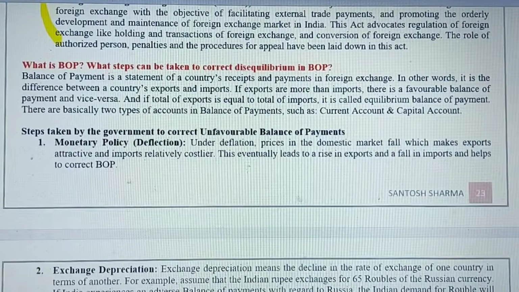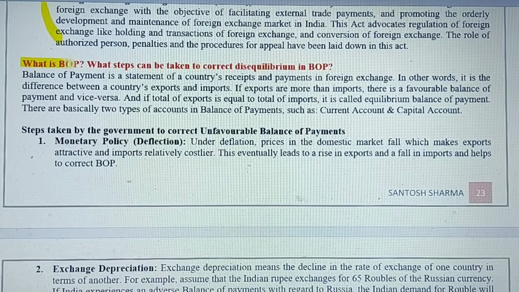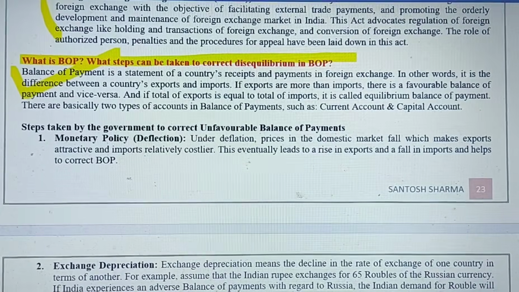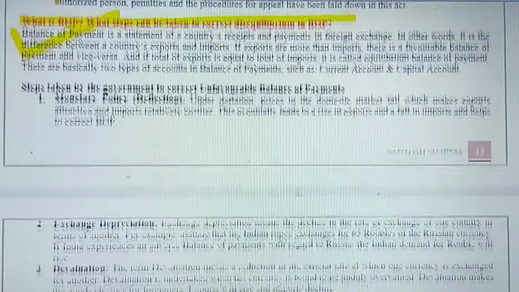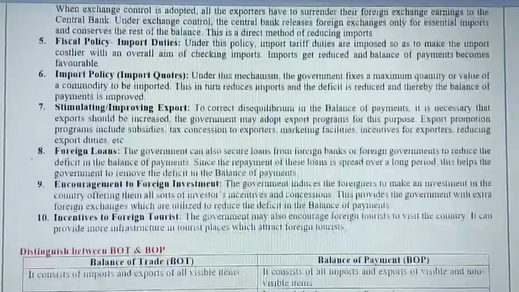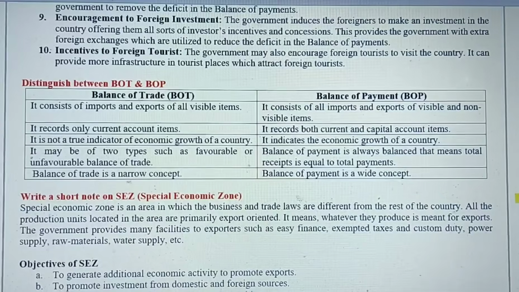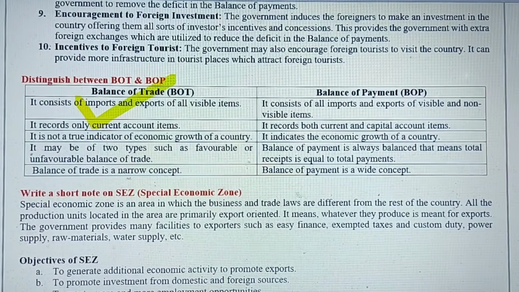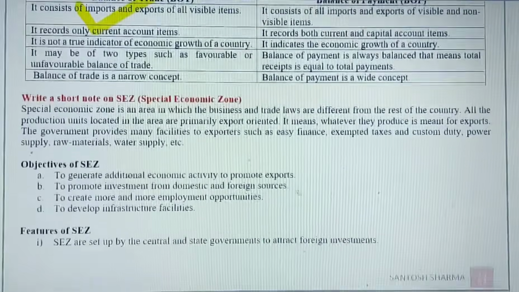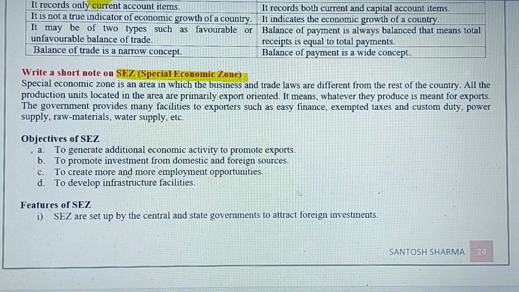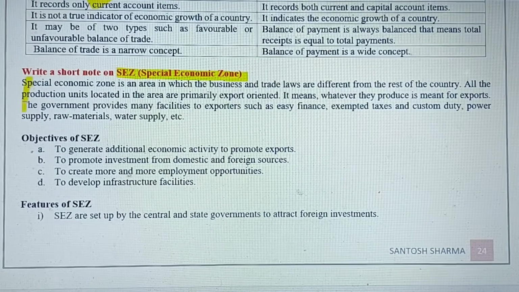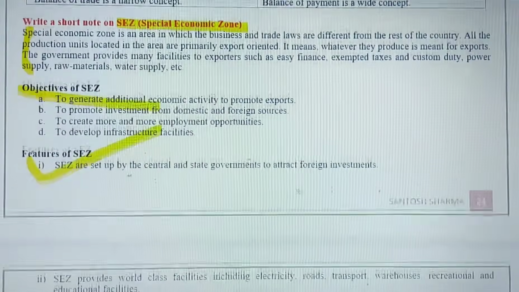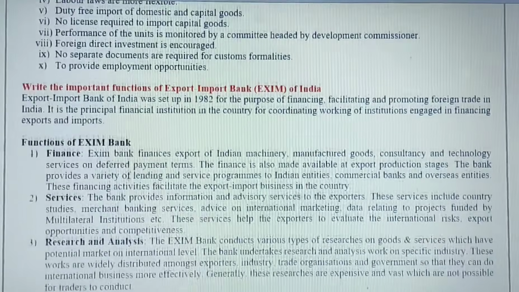Then we have a question on BOP, balance of payment: what are the steps taken to correct the disequilibrium in balance of payment? So this is also a very common question for this MCO 4, and there are a lot of methods or steps taken by the government to improve the balance of payment. What difference can you work out between BOT and BOP, and a short note on special economic zones. So you can write the meaning of this, then objectives, then features. So like that. Fine.